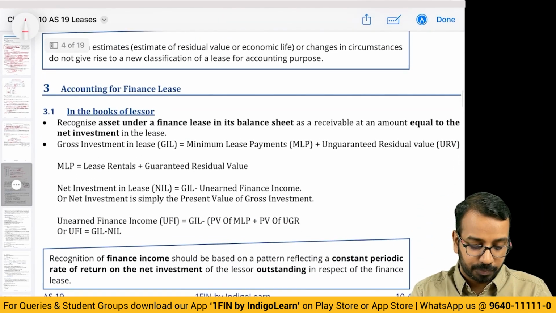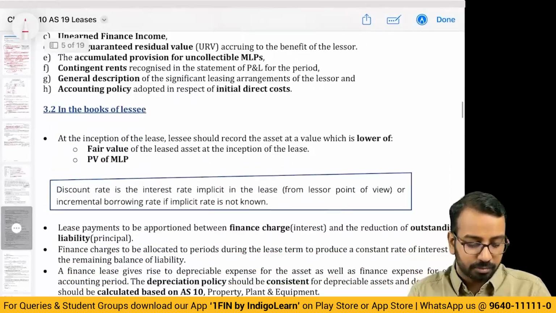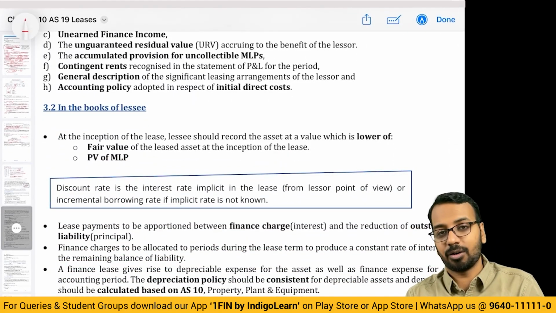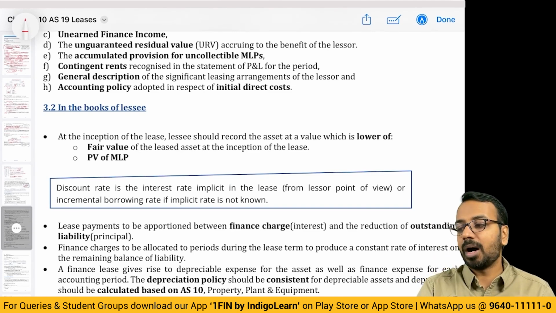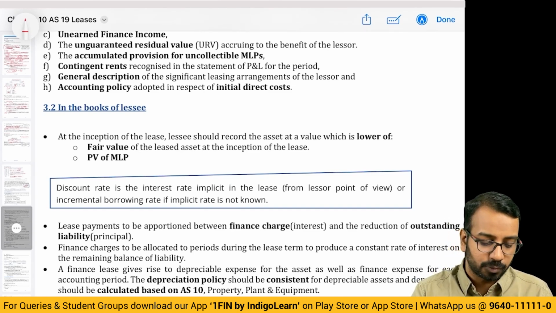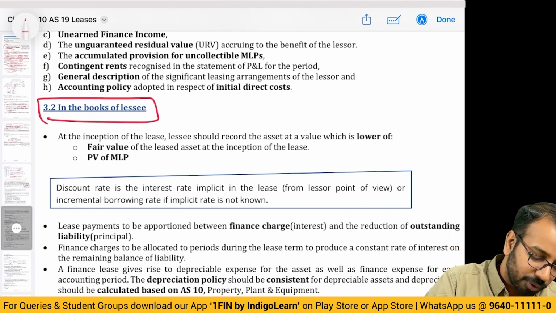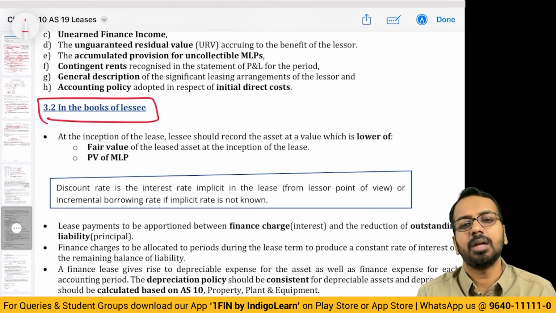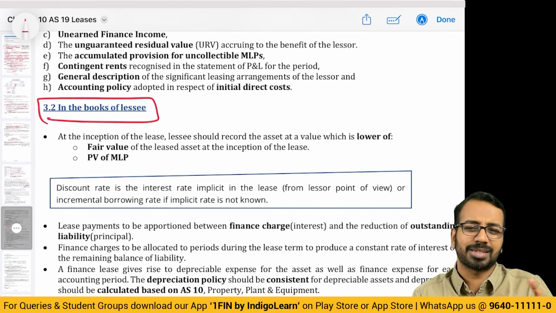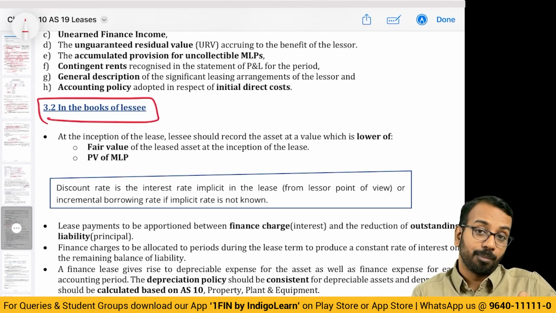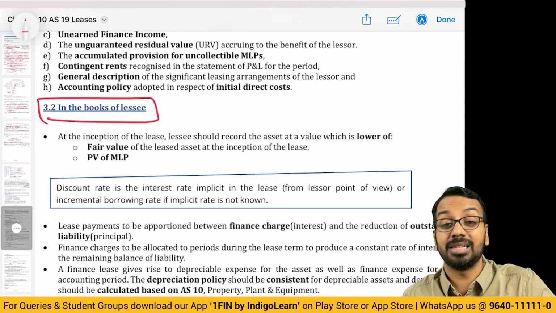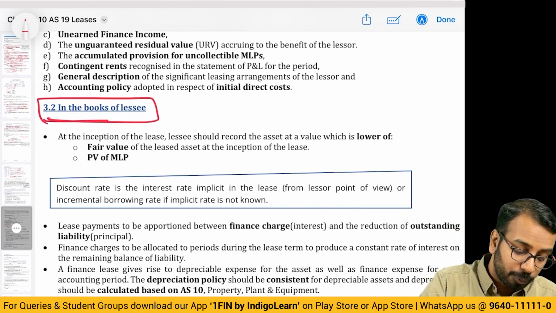Okay. Now, after having understood the classification of lease between finance lease and operating lease, a large part of our focus will be accounting in the books of the lessee, and then we'll come to the accounting in the books of the lessor. In the books of the lessor also it is pretty similar, but more likely questions will come from finance lease in the books of lessee.